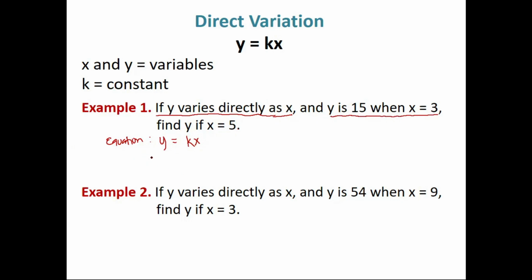So use the general equation, y equals kx. Substitute the given values to the equation. y is 15 and x is 3. So we have to solve for k. And to do that, we have to apply the division property of equality. So divide both sides of the equation by 3. Therefore, k is equal to 5.